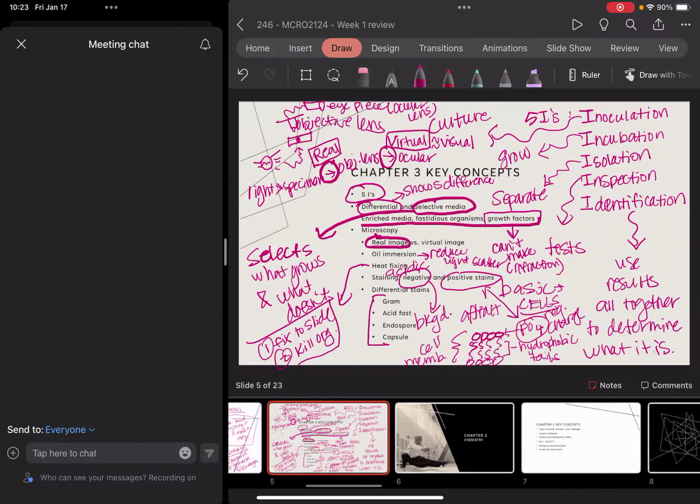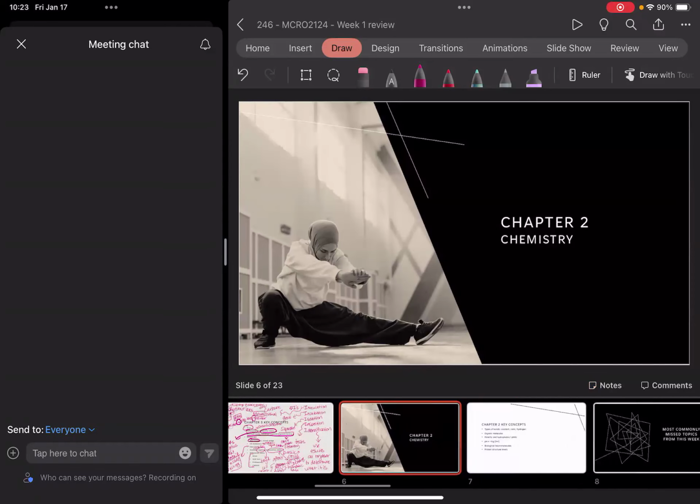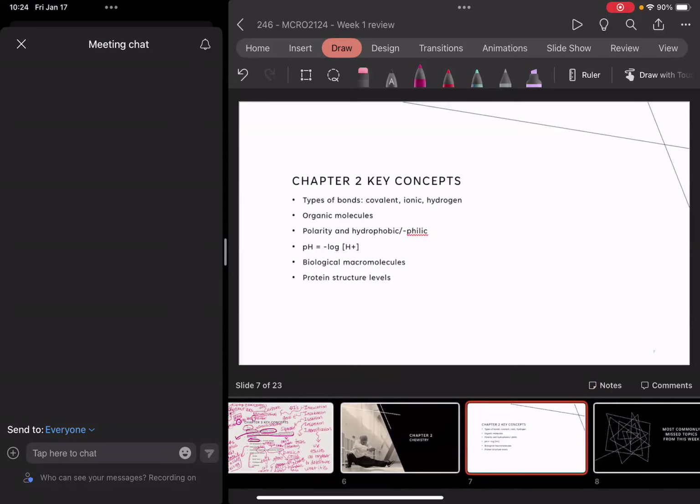So moving on to chapter 2. In chapter 2, we basically gave our chemistry review. Big take home topics for that. We talked about the different types of bonds, right? So we talked about covalent bonds. These were sharing electrons between two atoms. Ionic bonds, where we are transferring or donating an electron completely, permanently.